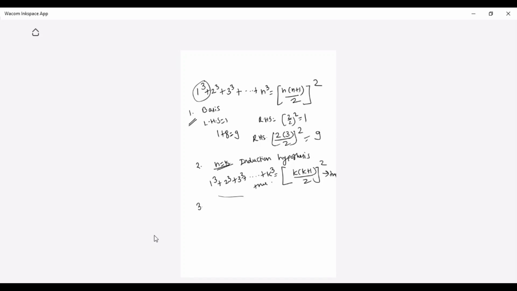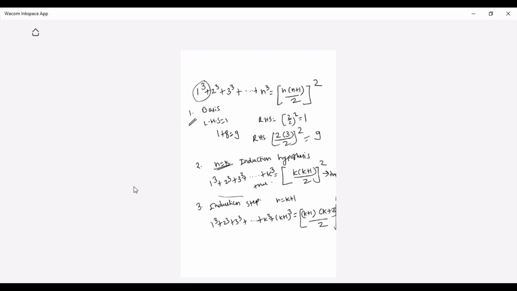Now third step is what? Induction step. So we have to prove n is equal to k plus 1 is true, right? So put value: 1 cube plus 2 cube plus 3 cube plus ... plus k cube plus (k+1) cube is equal to, now here you have to put n is equal to k plus 1. So it would be k plus 1, and then this would be k plus 1 plus 1, so k plus 2, divided by 2, whole square.